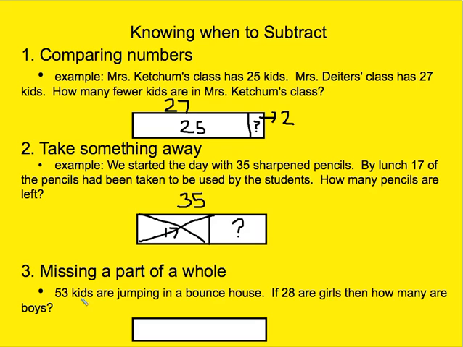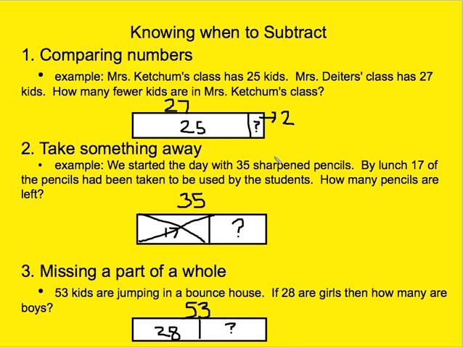Here's a sample problem. 53 kids are jumping in a bounce house. If 28 are girls, how many are boys? Well, the 53 again represents the total number of kids who are jumping, so I can write that on top here. That is my total. I know part of the total is girls, so within this number, I know that part of them, 28 in fact, would be girls. What I'm trying to figure out is the other part, which would be my boys.